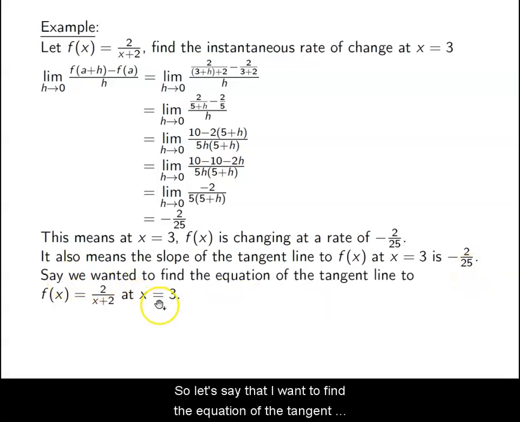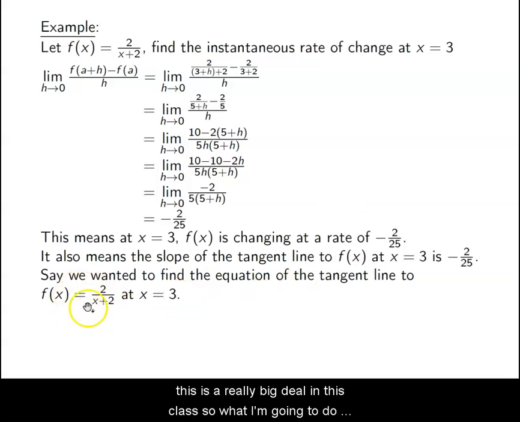Okay, so let's say that I want to find the equation of the tangent line, right? We've been talking about the tangent line. We've been talking about the instantaneous rate of change. I know that instantaneous rate of change is the slope of the tangent line. But what if I want to find the equation for the tangent line? This is a really big deal in this class.